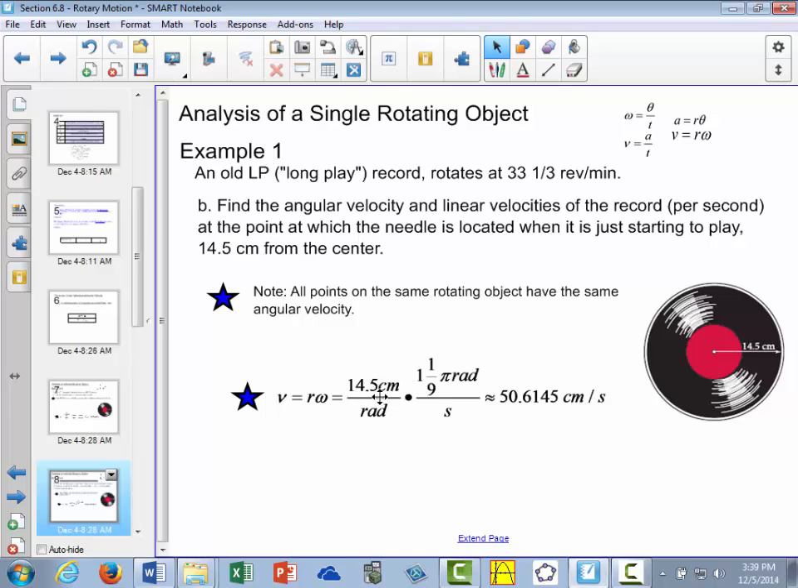Now that 14.5 centimeters per radius. One measurement of 14.5 centimeters is the equivalent of 1 radius. So our radians cancel out and we end up with centimeters per second. And when we do the multiplication, we should end up with approximately 50.6145.